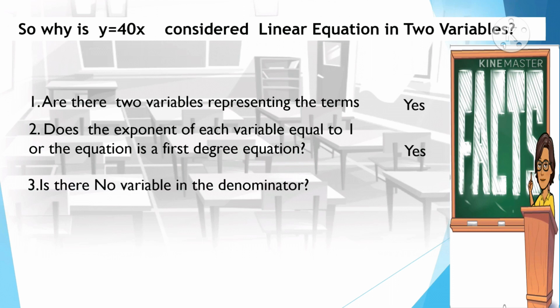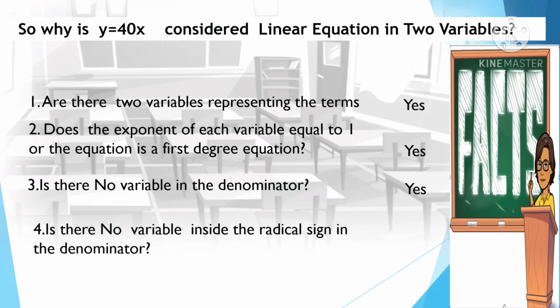What about the third condition? Is there no variable in the denominator? Obviously, yes, there's no variable. And the third condition is again satisfied. And number 4, is there no variable inside the radical sign? Or is there any square root in the denominator? Okay, there's no variable inside the radical sign. So yes, it does satisfy the fourth condition. Therefore, we can conclude that y equals 40x is really an example of a linear equation in two variables.